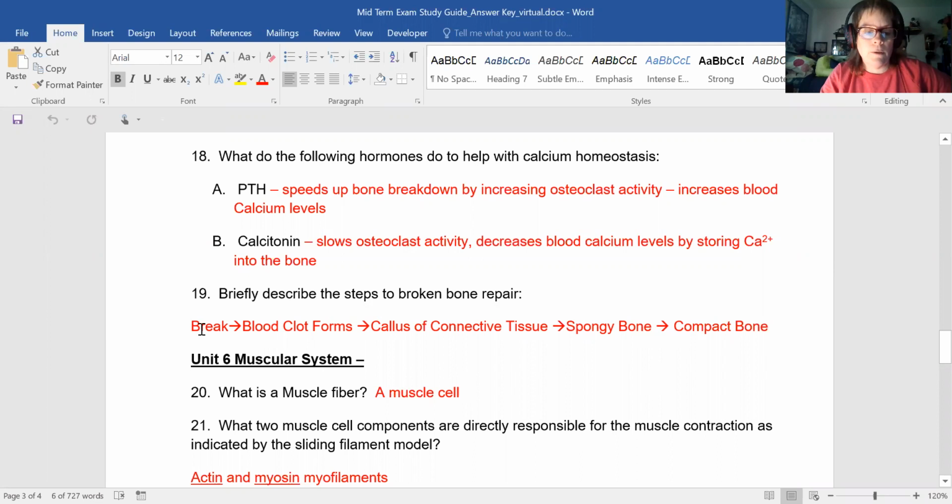So that means the bone breaks, blood clot forms. Again, the callus is just that zone of tissue repair. So the callus of connective tissue forms first, which is kind of like the cartilage. And then eventually that turns into spongy bone, and the spongy bone will eventually turn into compact bone.